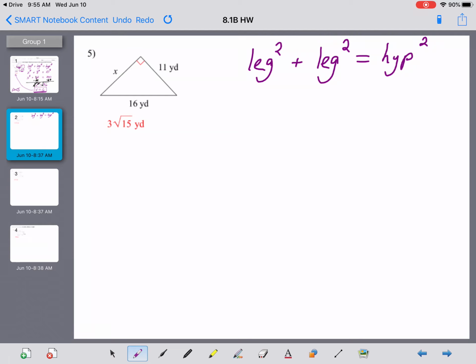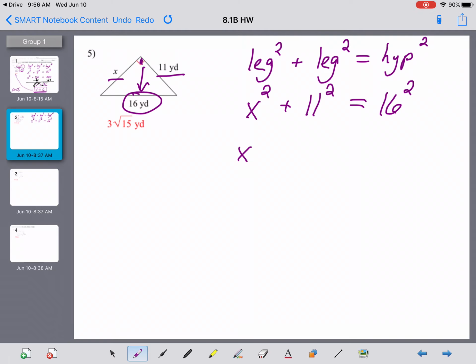Leg squared plus leg squared equals hypotenuse squared. Here's my right angle, so my legs are x and 11, and the hypotenuse, which is always across from that, is 16. So let's fill in what we know. One of the legs is x, and we square it. The other leg is 11, and we square that, and the hypotenuse is 16, and sure enough, that gets squared as well.